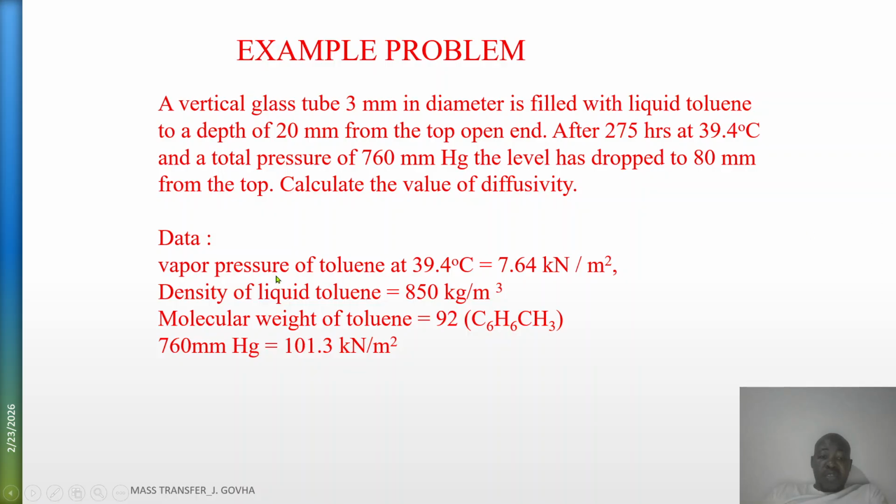So data given there: pressure 7.64 kilonewtons, density of liquid toluene 850 kg, molecular weight of toluene, then 760 millimeters of mercury, which is equal to 101. So you look at this for illustration purposes.